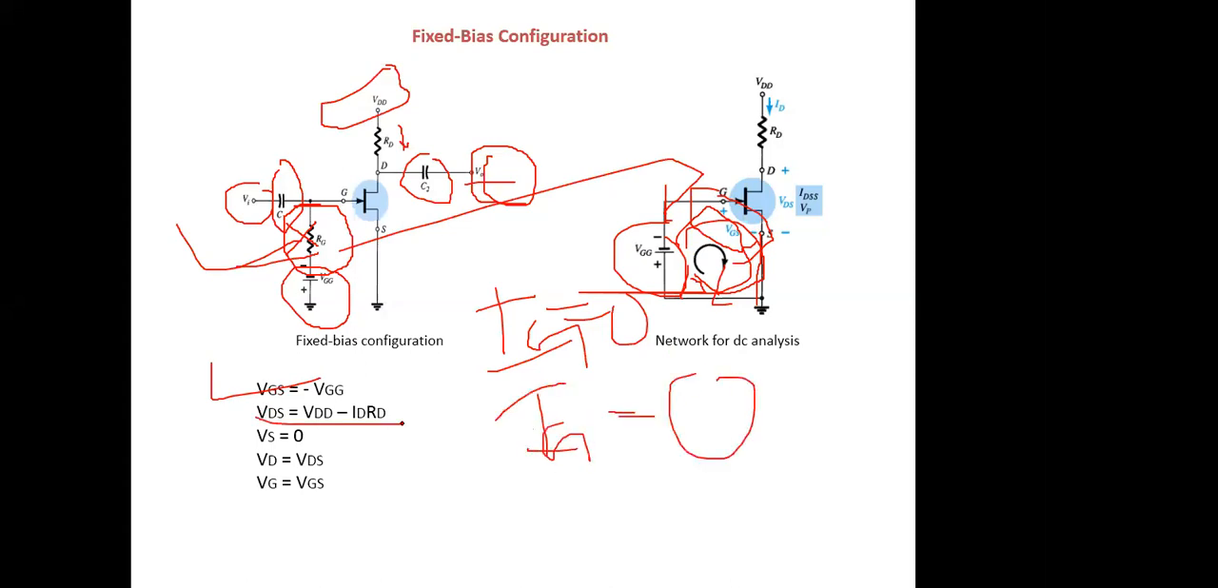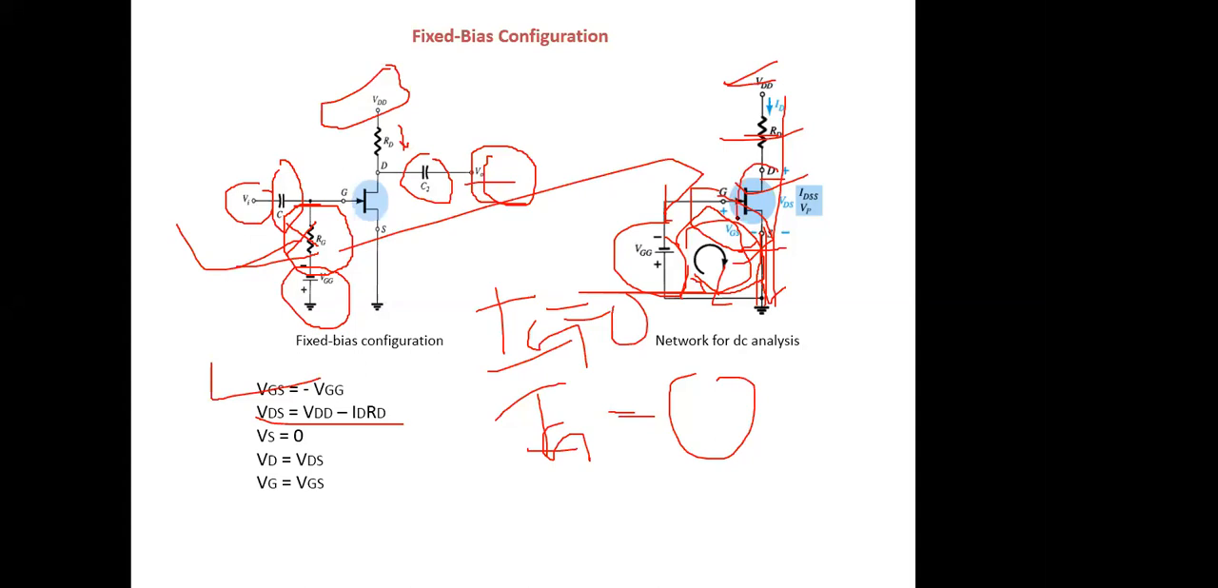Now coming to the output side loop. VDD is equal to ID into RD plus VDS, and the source is grounded. So VDS is equal to VDD minus ID RD. If I write the equation in the output loop, VDD is equal to ID into RD plus VDS.